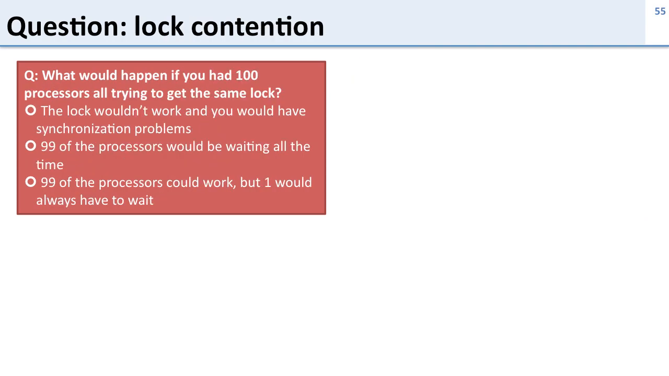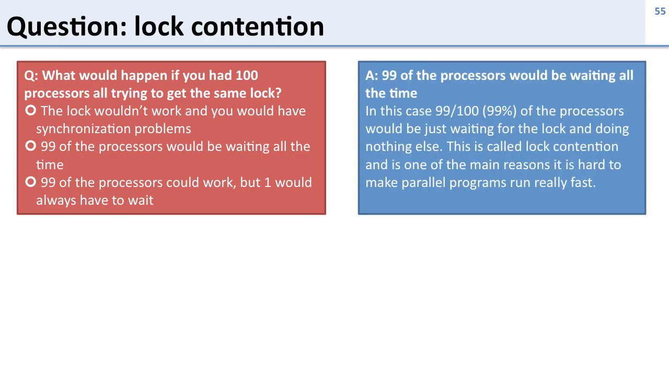What would happen if you had 100 processors all trying to get the same lock? Well, 99 of the processors would be waiting all the time. So only one of the processors gets the lock, and all 99 other processors are going to sit there trying to get the lock. This is called lock contention, and it's one of the main reasons it's hard to make parallel programs go really fast. If you have to share data, you have to lock like this, and that can slow things down if multiple processors are all trying to get the lock at the same time.